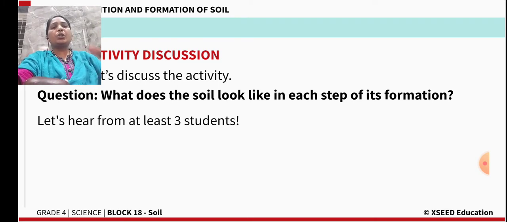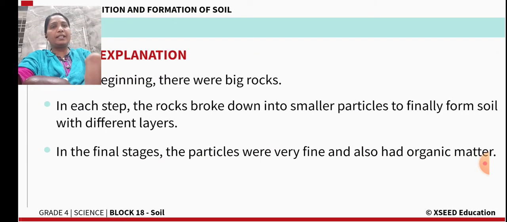What does soil look like in each step of its formation? The first step, very big rocks, and the second step, small rocks called gravel, and the final step, along with the organic matter, the soil is formed. That you learnt in today's class.